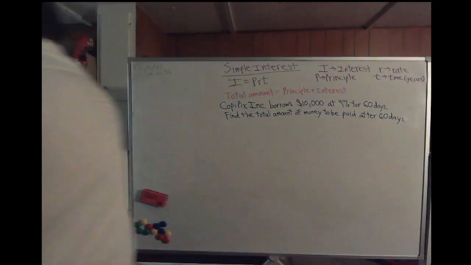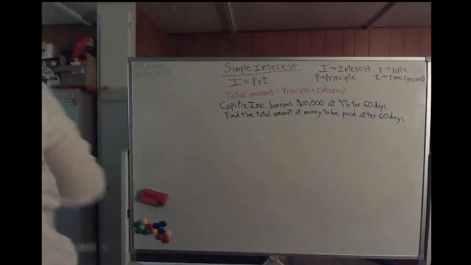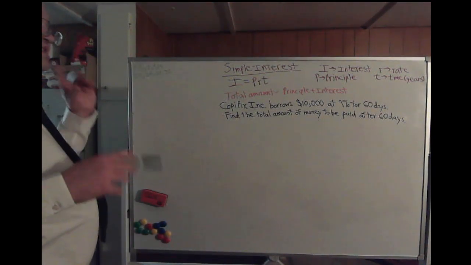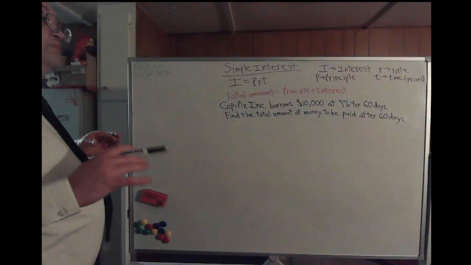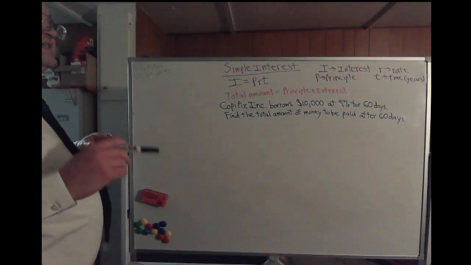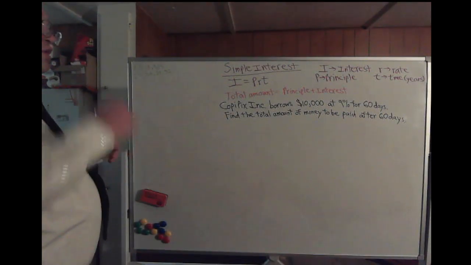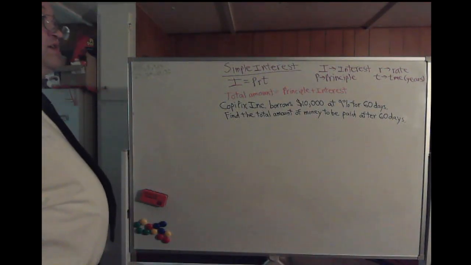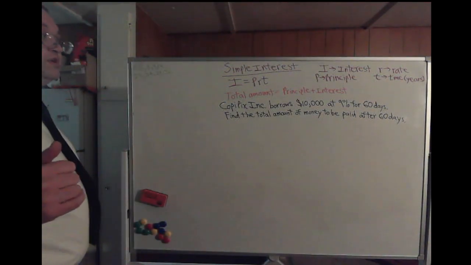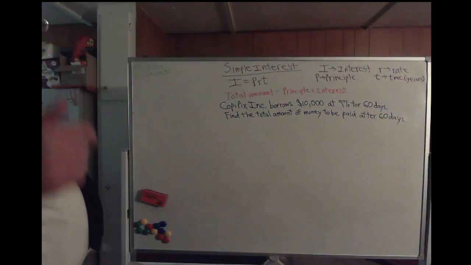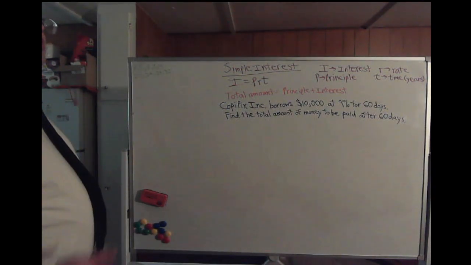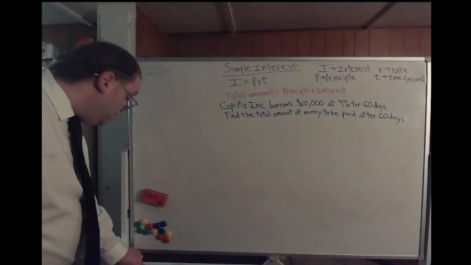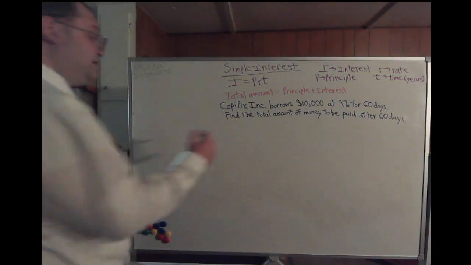Okay, so we have this company, Copy Pics Incorporated, that borrows $10,000 at 9% for 60 days. Find the total amount of money to be paid after 60 days. Now when you have loans, a lot of loans also follow the simple interest principle. But that's interest they're assessing against you as the borrower that you're going to end up paying to them. So, first thing you want to do is find out your interest.